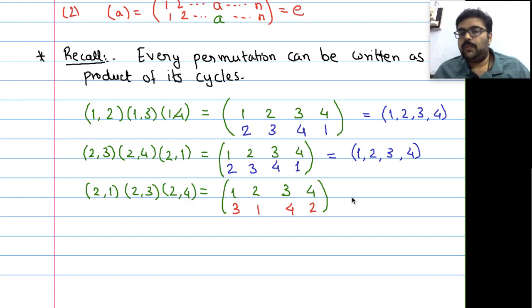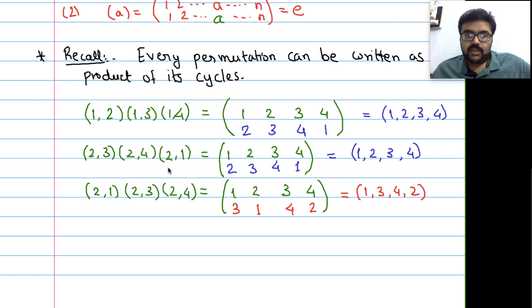3, 1, 2, 4. 3, 1, 4, 2. So what is this cycle going to be? 1 goes to 3, 3 goes to 4, 4 goes to 2, and again 2 goes to 1. So this is 1, 3, 4, 2. So it is not 1, 2, 3, 4. So there is some difference here as a product of three 2-cycles.